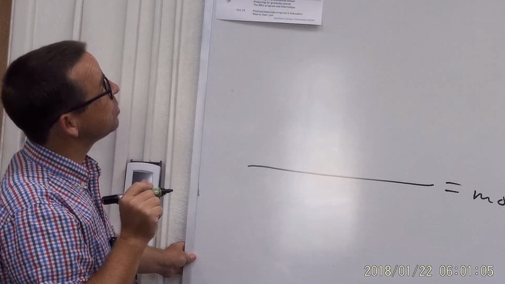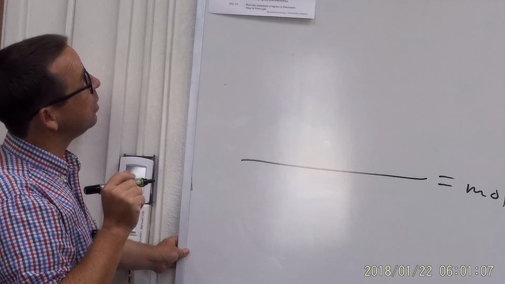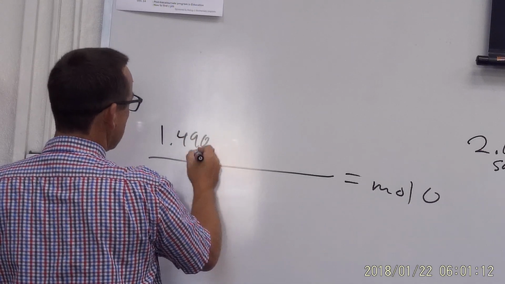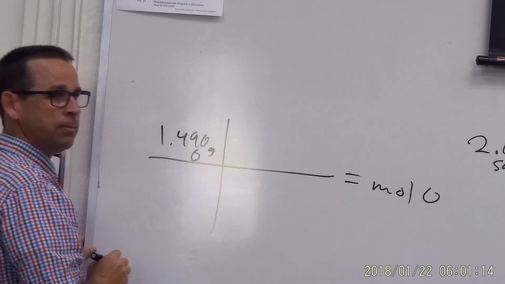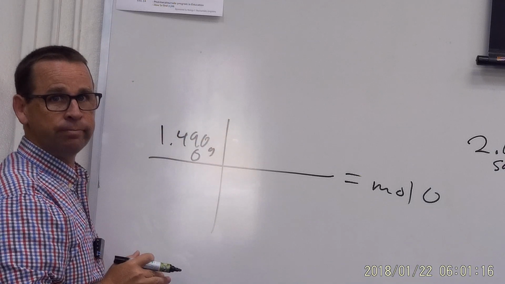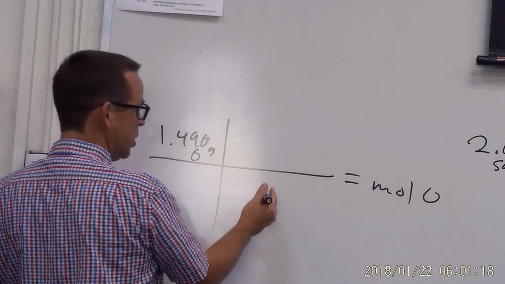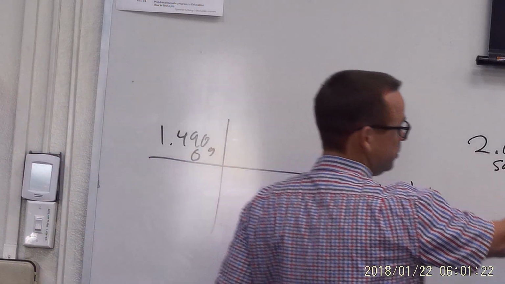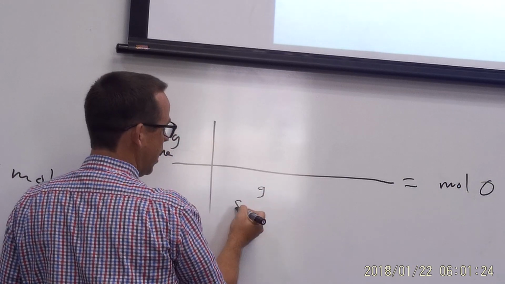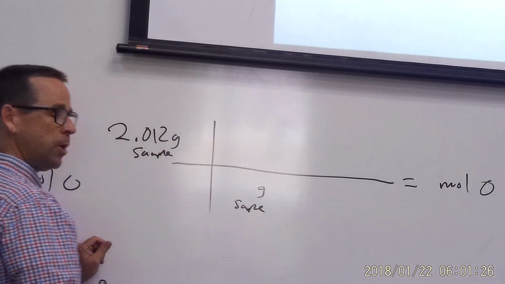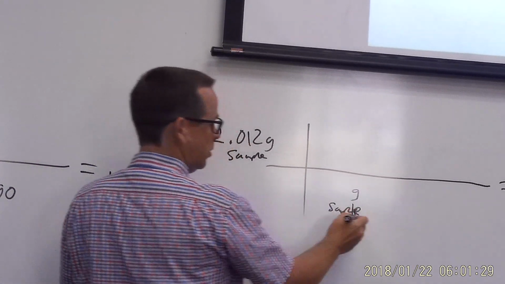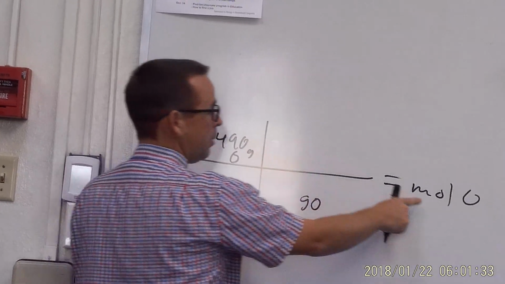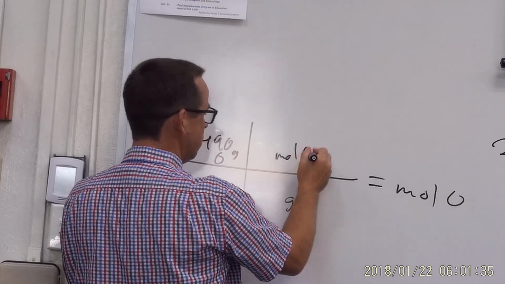I saw some people start with just grams of oxygen, because we already know 1.490 grams of oxygen, right? You could start at either one of those places, right? Grams of oxygen would have to go down here, right? What would go down here? Grams of sample. Very good. What goes up here? I'm hopefully getting moles of oxygen.